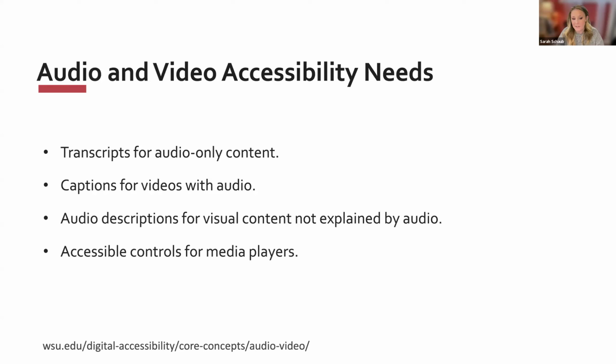Audio descriptions are needed for visual content that's not explained by the video. So if there are scene changes, or if someone's name appears on the screen, but they're not verbally introduced, then that needs to occur within the audio description or closed captioning of the video. And then all of the controls for the media player. So for example, if it's a YouTube embed on a website, all of the controls for that media player need to be accessible using a keyboard.